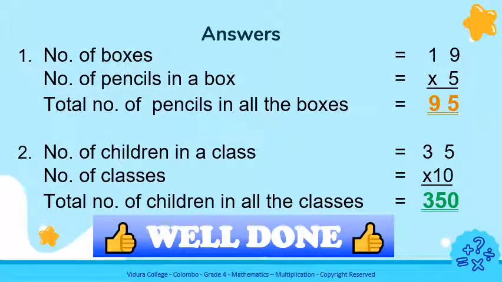Check your answers, children. Number of boxes equals 19. Number of pencils in a box equals 5. Total number of pencils in all the boxes equals 95. Second one, number of children in a class equals 35. Number of classes equals 10. Total number of children in all the classes equals 350. Did you get them correct, children?